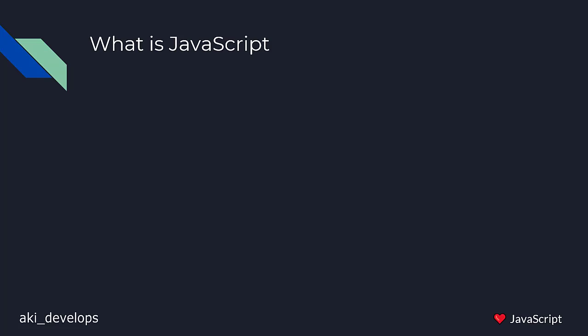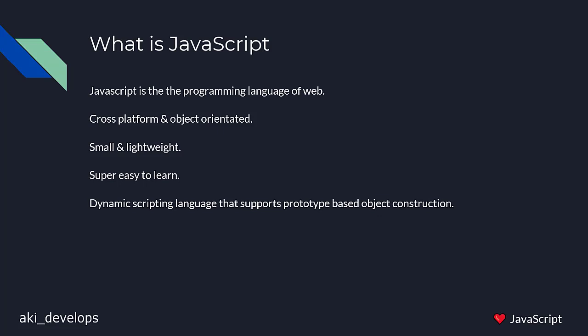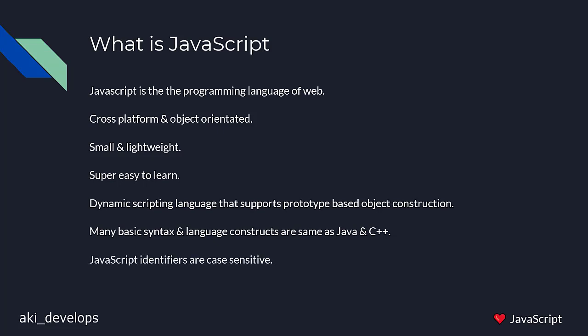What is JavaScript? JavaScript is the programming language of web. It's object-oriented and cross-platform. It's small and lightweight, and super easy to learn. It's a dynamic scripting language which supports prototype-based object construction. It means you can create an object and change its basic prototype as per your need. We will look more into that in the following videos. Many basic syntax and language structures are same as Java and C++. And most important thing of all, it's case sensitive.